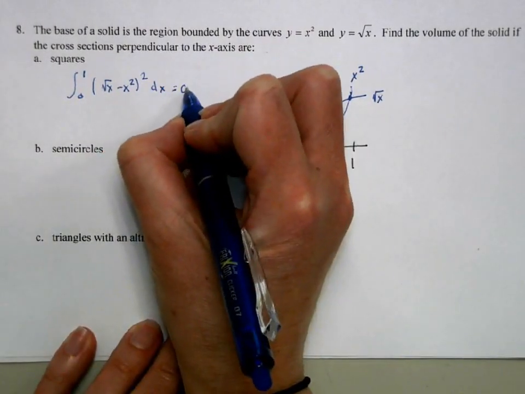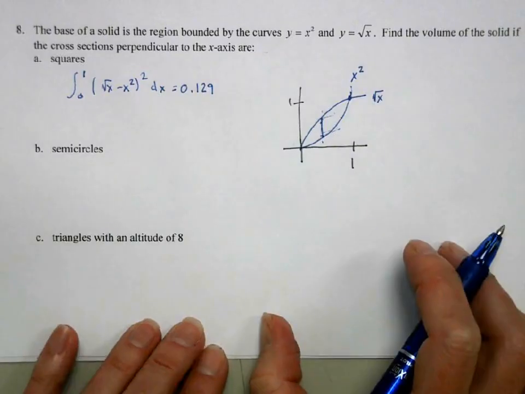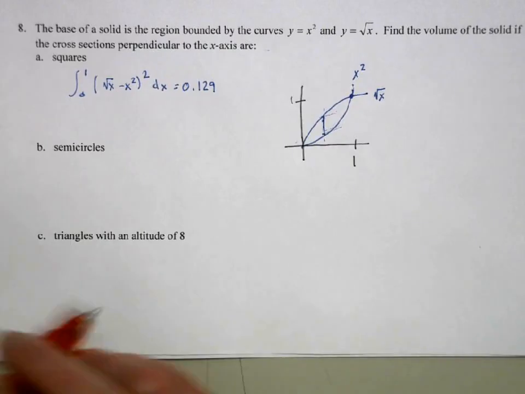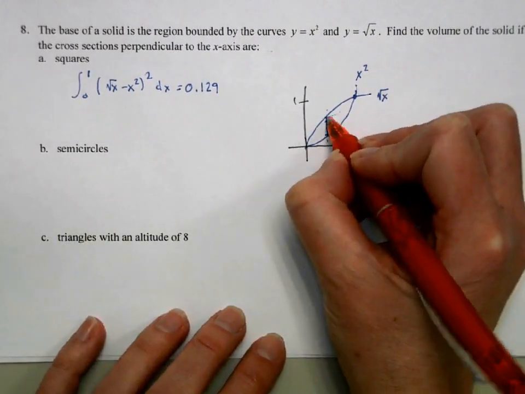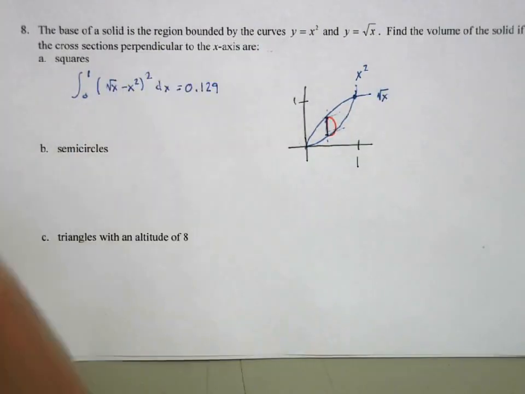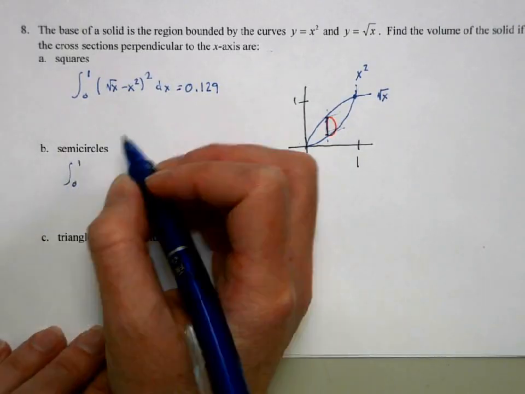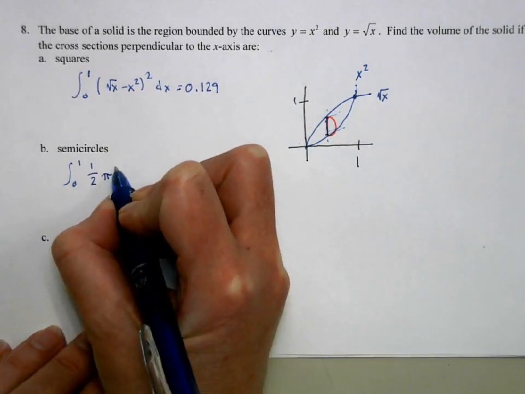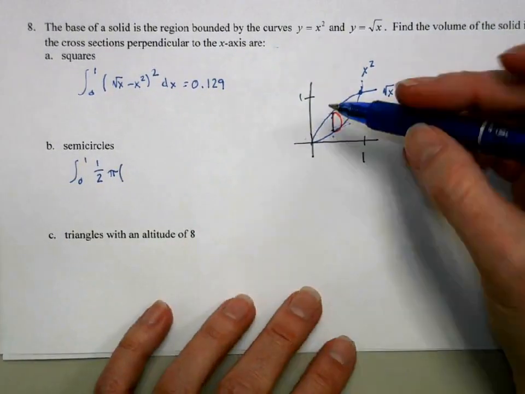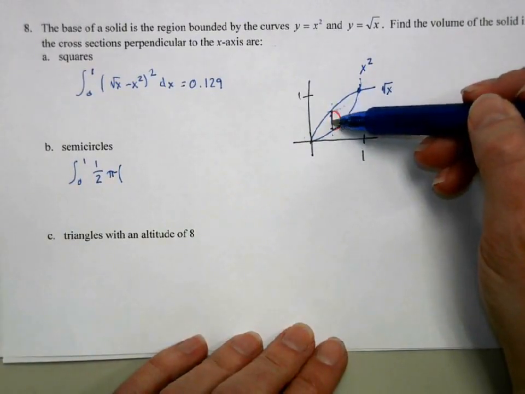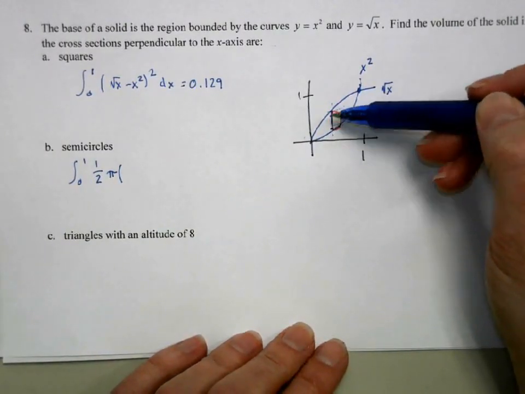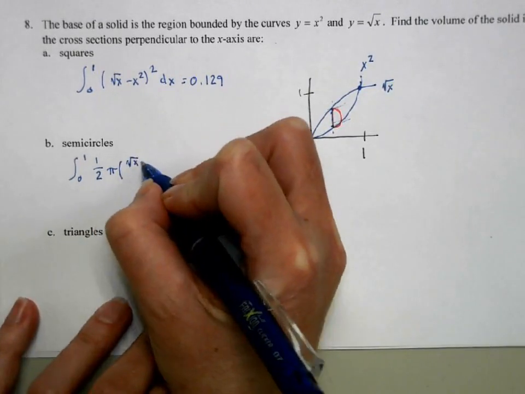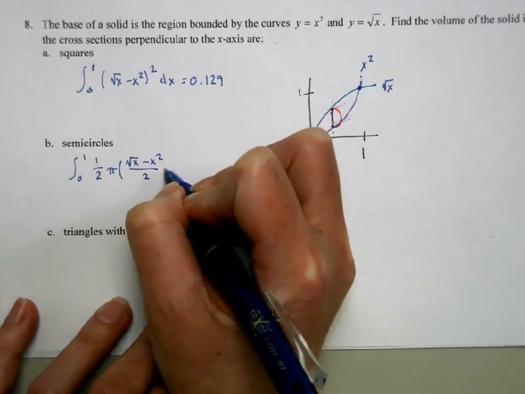Now for semicircles. I'm taking this and making a semicircle shape. So we're going to integrate from 0 to 1. The area of a semicircle is 1/2 pi r squared. My r, if I look at my picture here, the distance from here to here is going to be the diameter. So what I want is just half of that. So I'm going to have my square root of x minus x squared, and then divide that by 2. It's still the top minus the bottom to get that whole width, but I just want half of it. So 1/2 pi r squared.